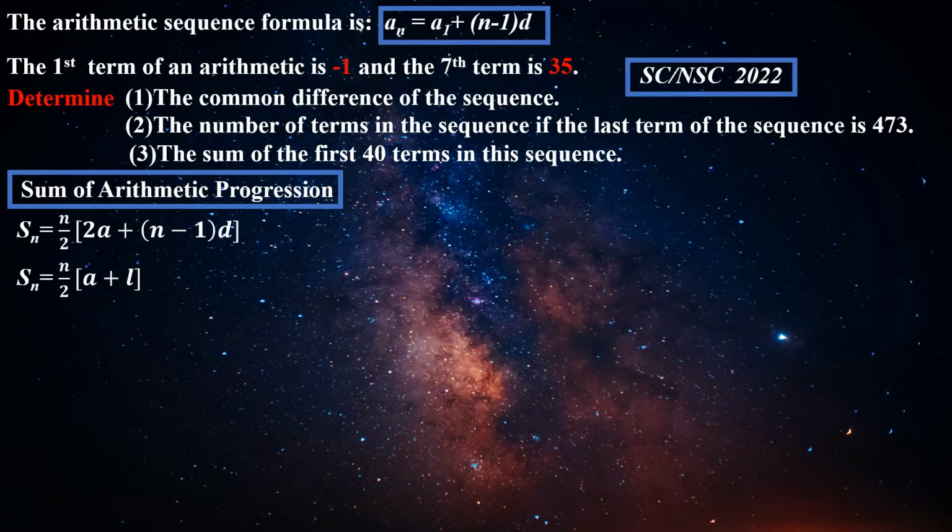And also the sum of the first 4 terms in the sequence, right? Okay, so first of all, what we do, we list what we're given. What is the given data? Okay, so we have a1, which is -1, right? You have to put the sign. And we have a7, which is 35. Okay, and we have our formulas.